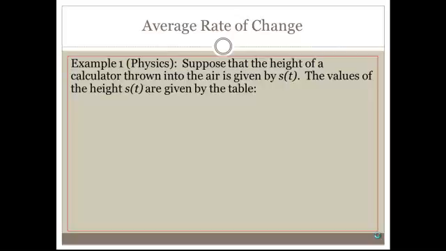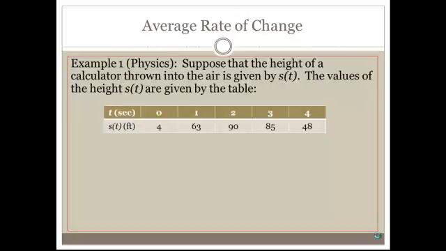Now let's look at our example. Suppose that the height of a calculator thrown into the air is given by s of t. The values of the height of s of t are given by the following table. When t equals 0, the calculator has just left our hand and is 4 feet in the air. After 1 second, it has traveled up to a height of 63 feet, and by 2 seconds, it is at a height of 90 feet.